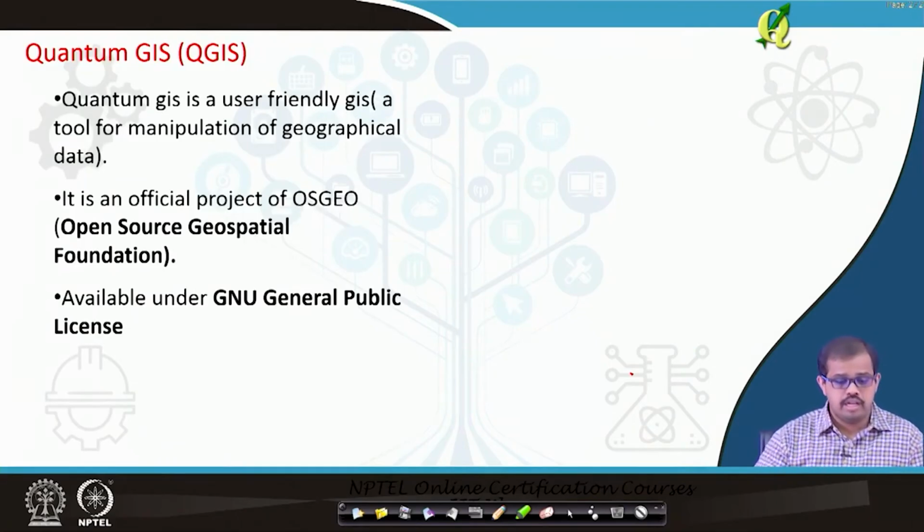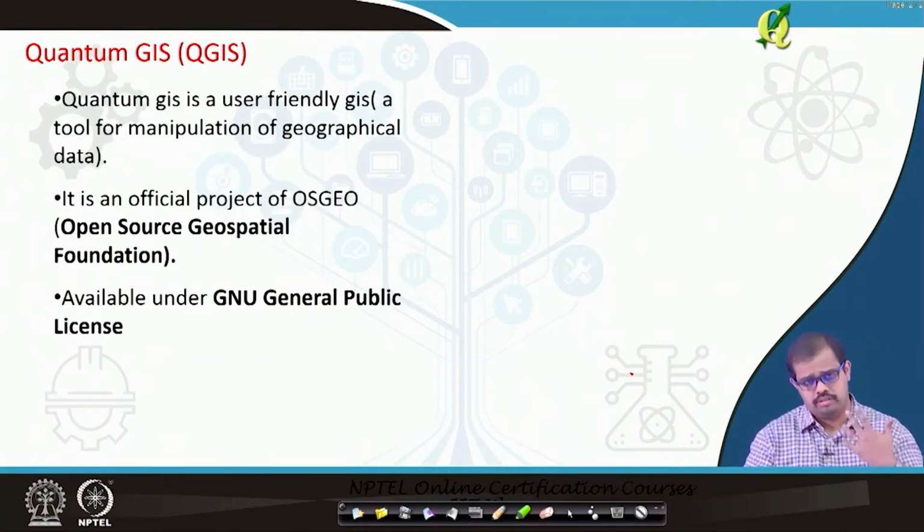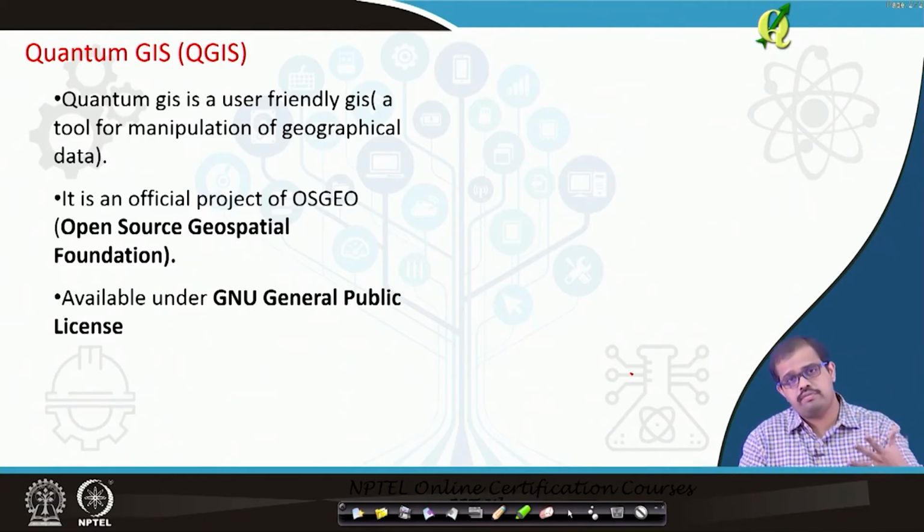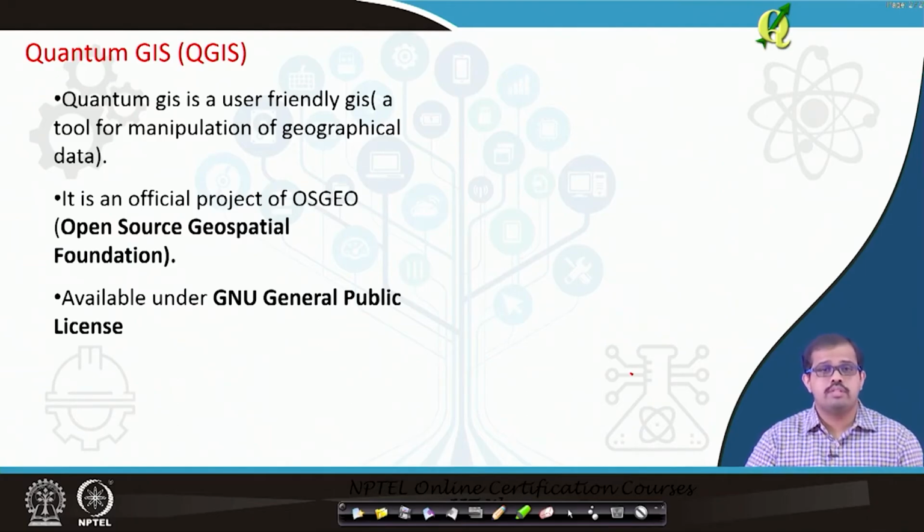This you have seen. So it is a user friendly GIS. I would say it's a collection of tools or a software which primarily is an official project of OSGeo, that is Open Source Geospatial Foundation. It is under the GNU public license. So I have spoken about the license already.